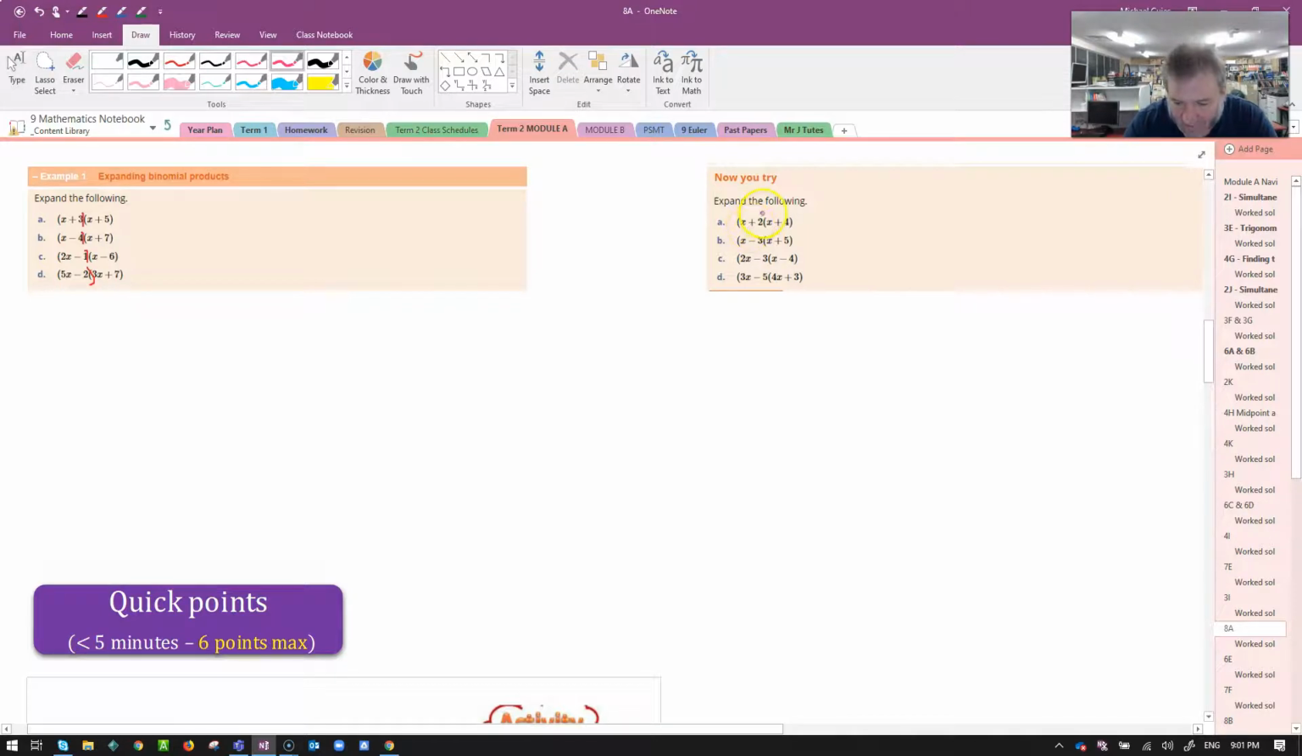Now you'll notice that they've messed up their typesetting here. Each of those should be double brackets. So first two terms inside the one bracket, and then the next two inside the second bracket. They've just had a bit of problem typesetting there. Here we go with A. x plus 3 times x plus 5.